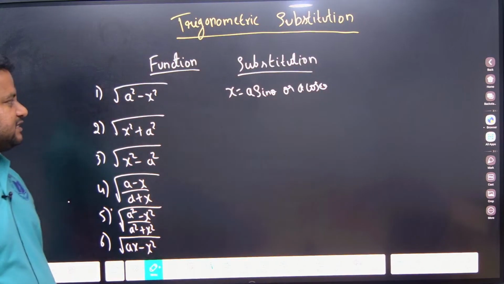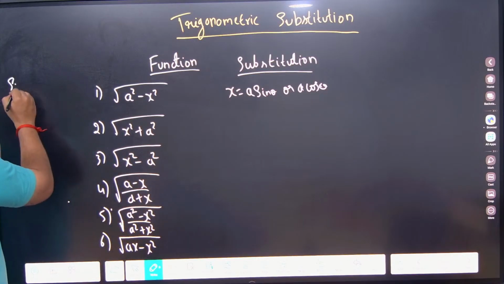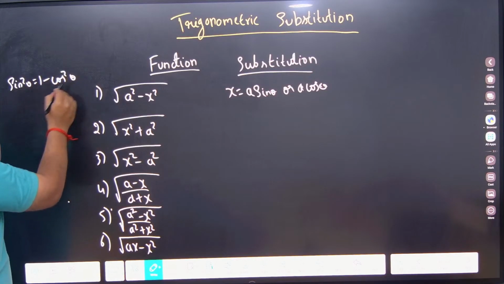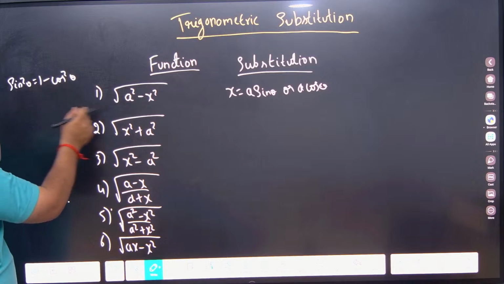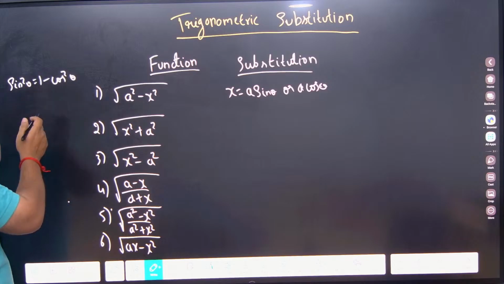X is equal to a sin theta or a cos theta, because you know that sin square theta can be written as 1 minus cos square theta. So here 1 minus cos square theta, here if you put x as a cos theta, you will get 1 minus cos square theta. Here a can be any value, here a is what? 1, so a square is 1 square, similar to that.